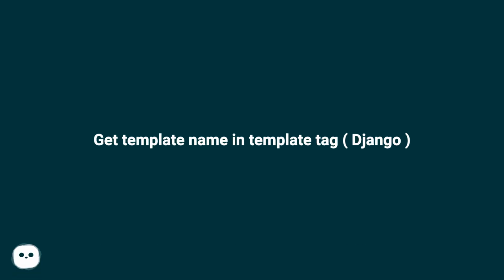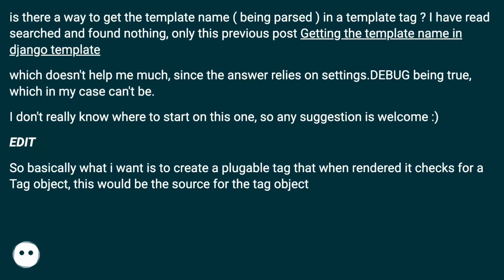Get template name in template tag, Django. Is there a way to get the template name, being parsed, in a template tag? I have searched and found nothing, only this previous post. Getting the template name in Django template.